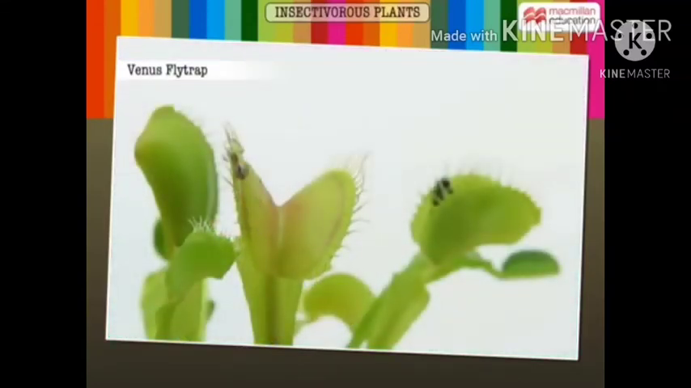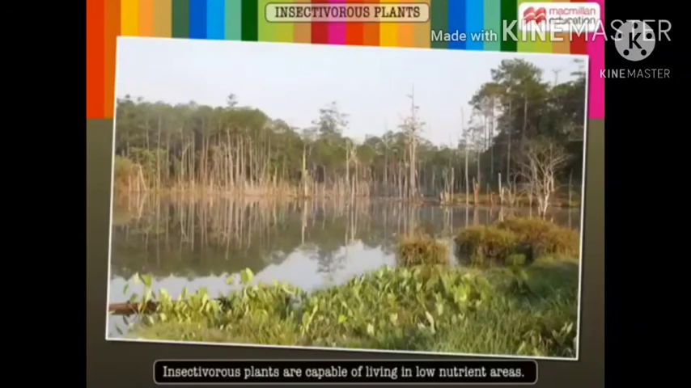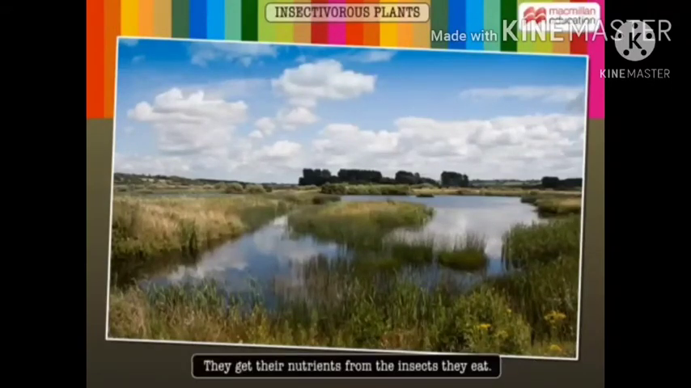Now, watch this carefully. The fly unknowingly hovers over the leaves of a Venus flytrap plant. And there, it gets trapped. That's the wonder of nature. Many of these insectivorous plants are capable of living in barren or boggy places as they get the nutrients from the insects they feed on.